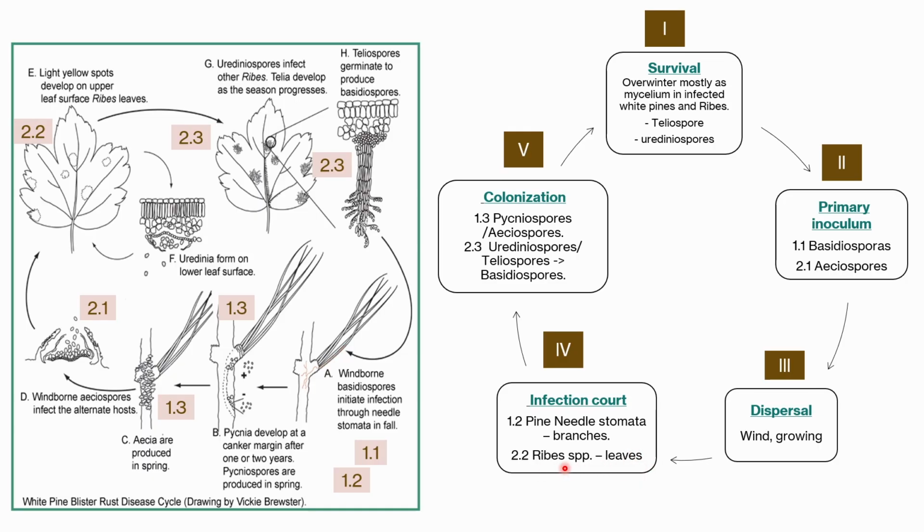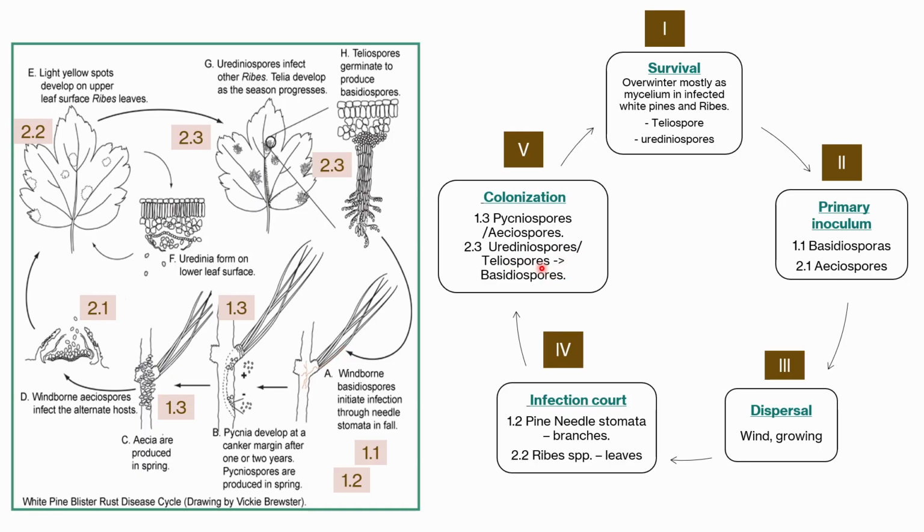This mycelium produces another dikaryotic spore, the urediniospores. And these urediniospores are the only rust spore that can cause new infections, but in Ribes spp. So then teliospores in telia are produced from the same dikaryotic mycelium that produces the urediniospores.